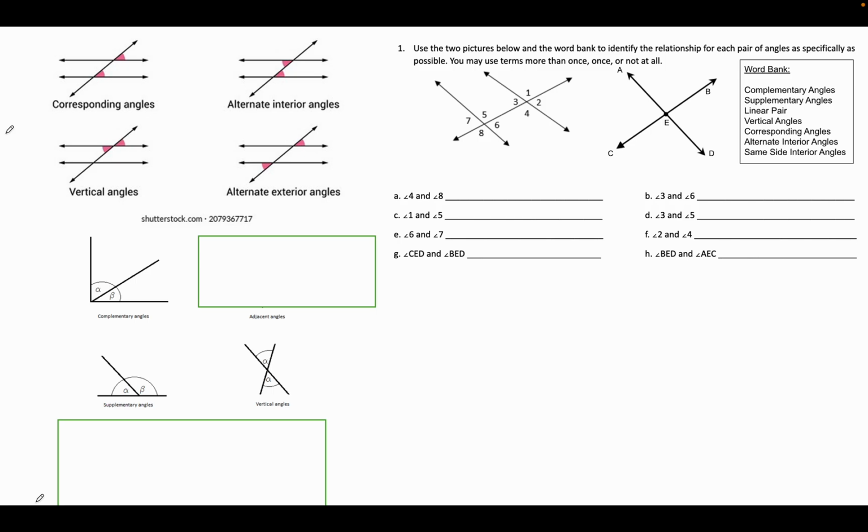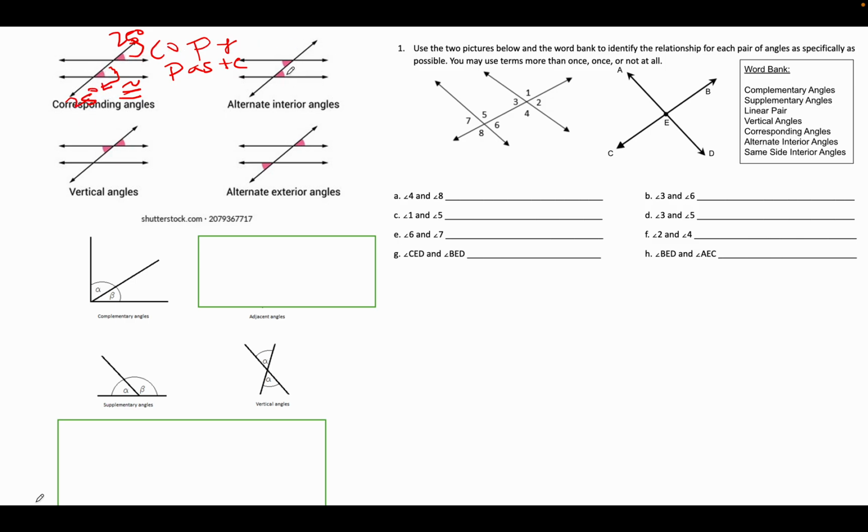So corresponding angles, basically this is like a copy and paste. If I was going to copy this angle and then just move it up and paste it, these are congruent. So if I know that this angle is 25 degrees, then this angle is also 25 degrees.